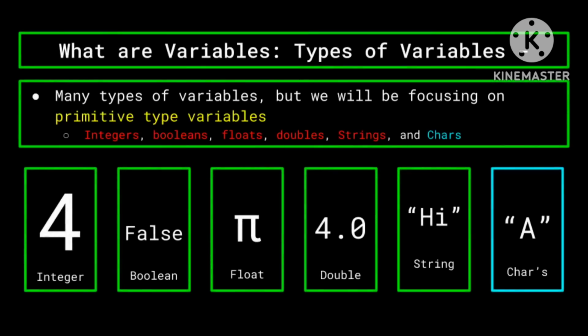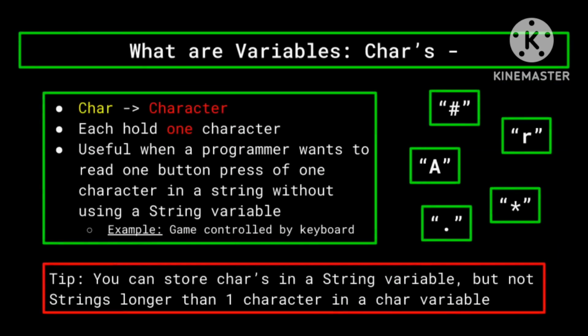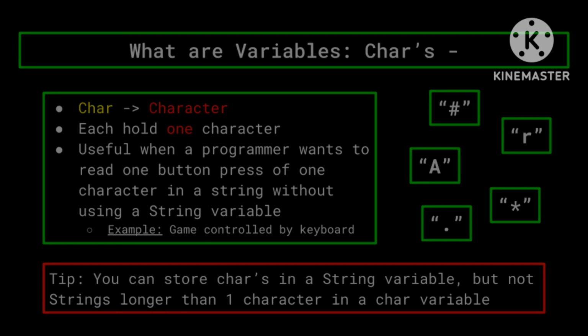Finally, we have char variables. Char stands for character, and just as the name suggests, they can each hold one character. This is useful when a programmer wants to read one button press or one character in a string without using a string variable. A specific example is a game that is controlled by the keyboard. The program needs to recognize the character that is pressed, and translate that into carrying out some function. Now strings can also hold one character, but chars can hold only one character, so keep that in mind when defining variables. Now, why are variables so useful?